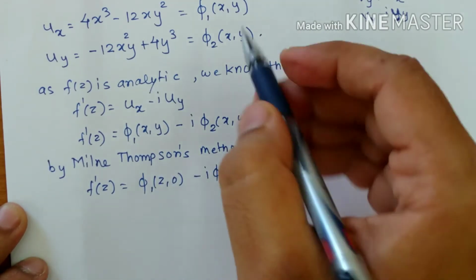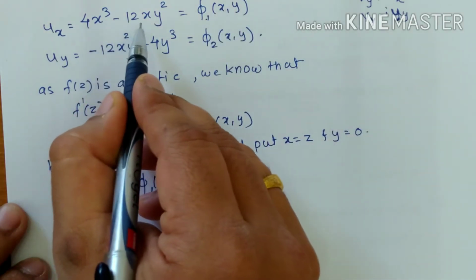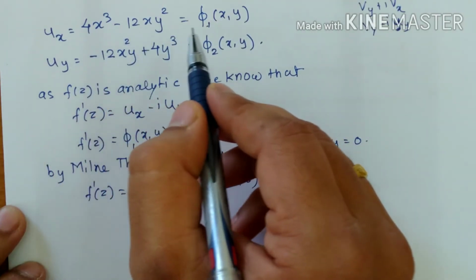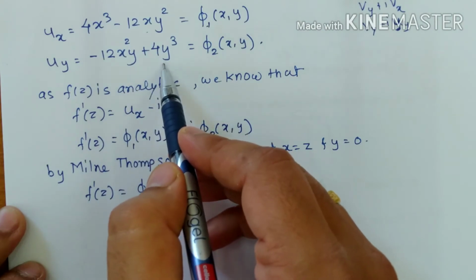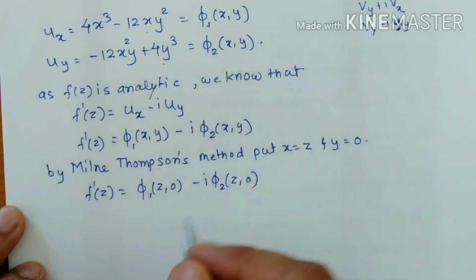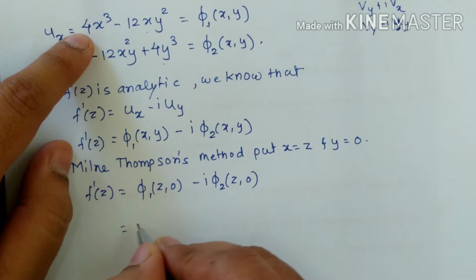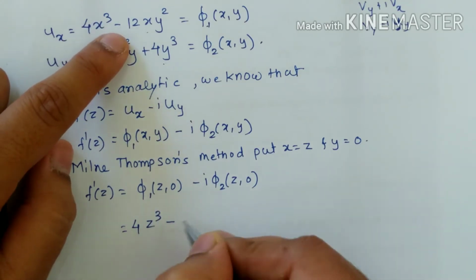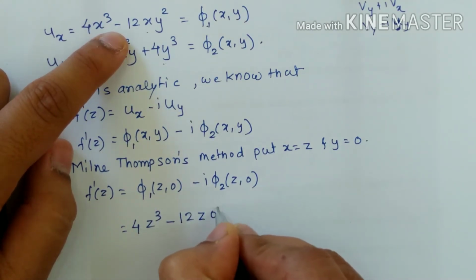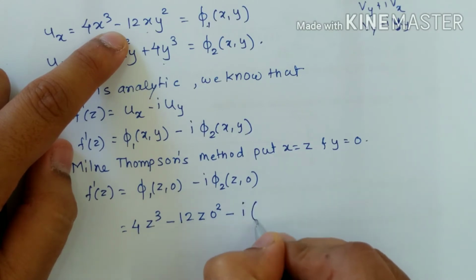Now what is phi 1 of xy? This is the value of phi 1 of xy. You substitute x as z and y equal to 0 here. Similarly, x is equal to z and y equal to 0 here. Therefore, we get 4 times z cube minus 12z into 0 square, minus i times phi 2.